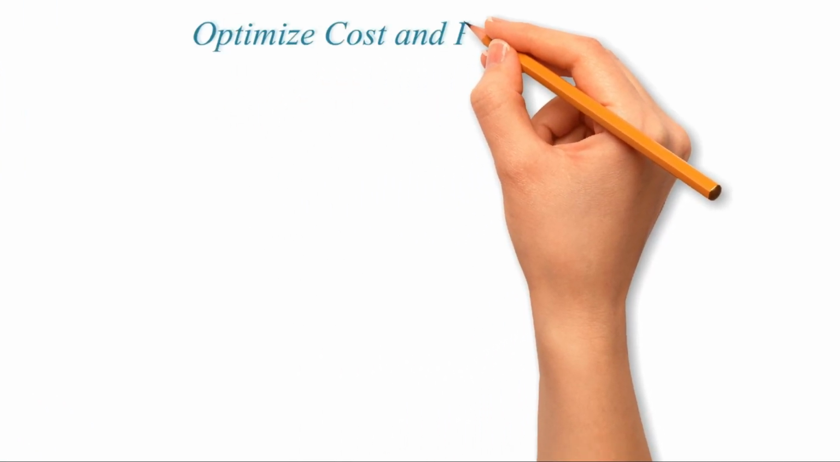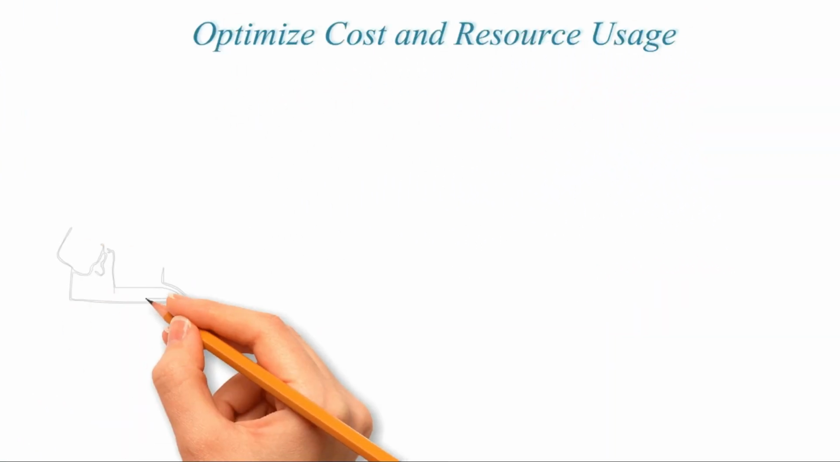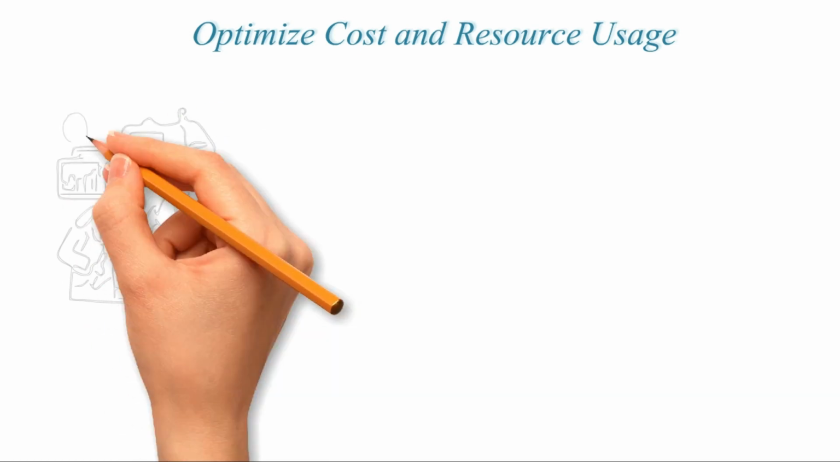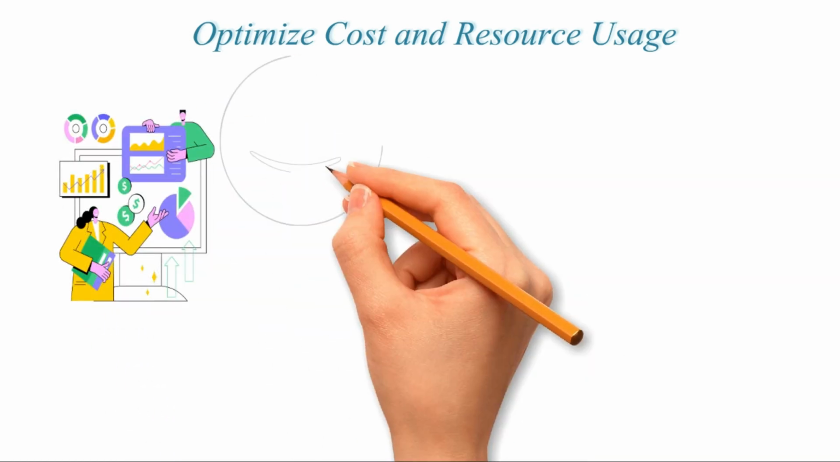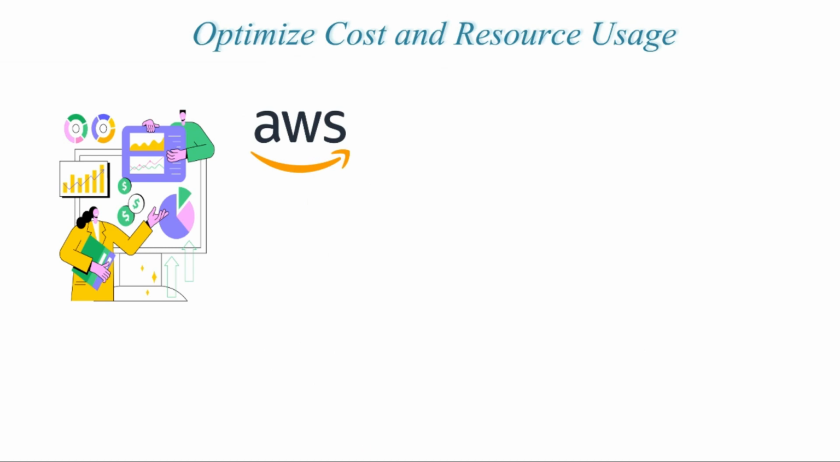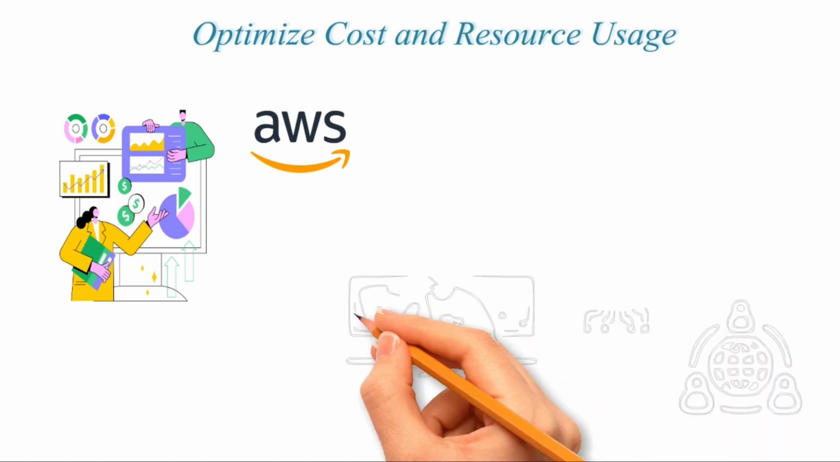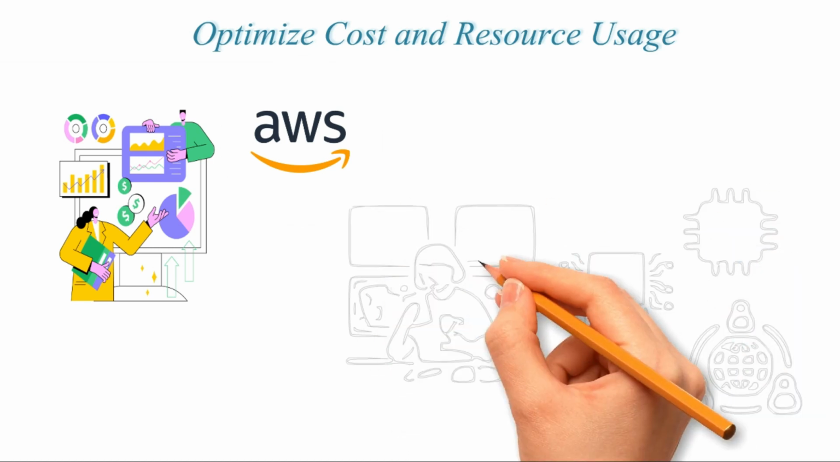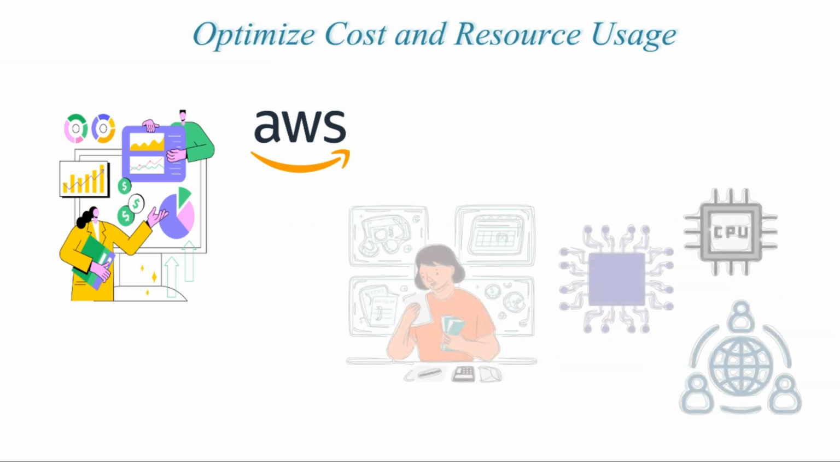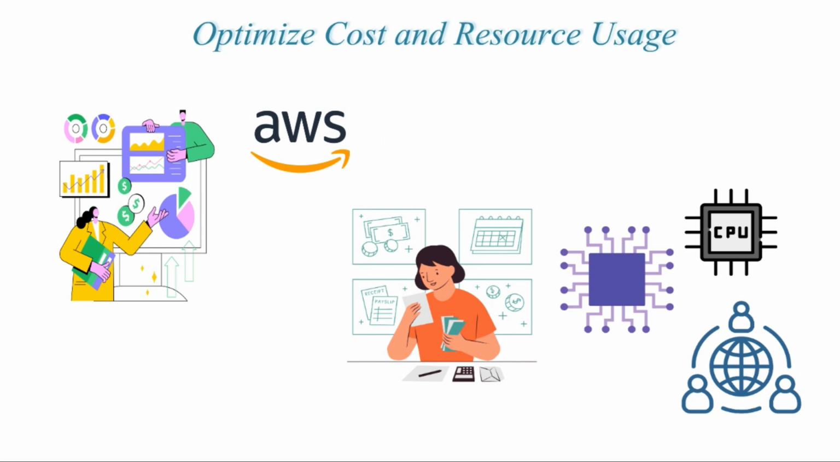Lastly, optimize cost and resource usage. Monitor and forecast function costs using AWS Cost Explorer and AWS budgets. Choose the appropriate pricing model, optimize resource usage, memory, CPU, network bandwidth, and ensure cost-effective utilization of serverless resources.